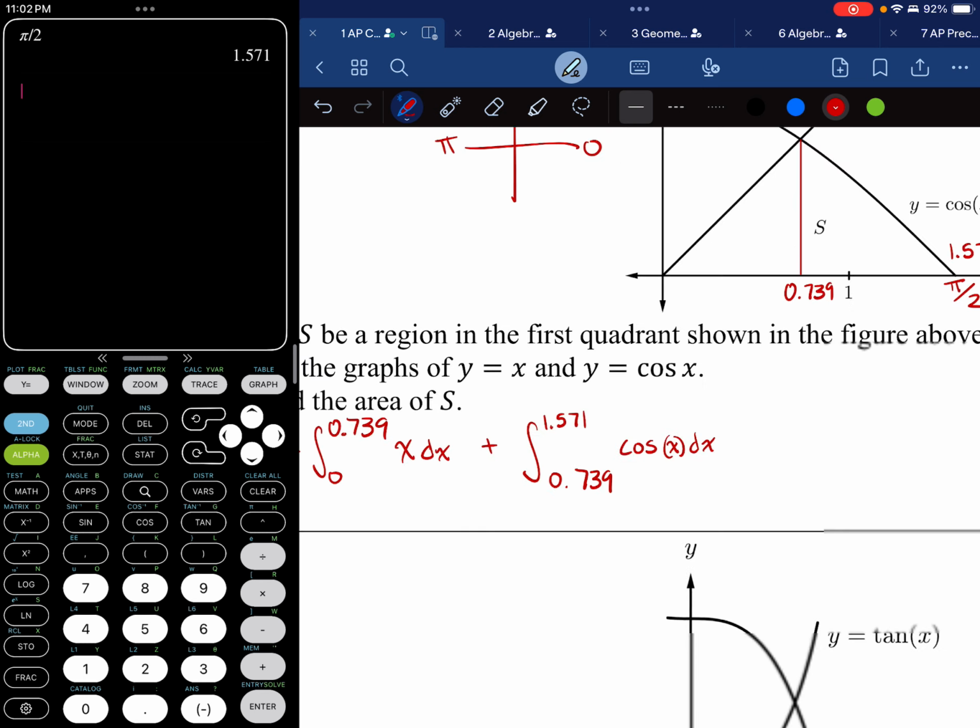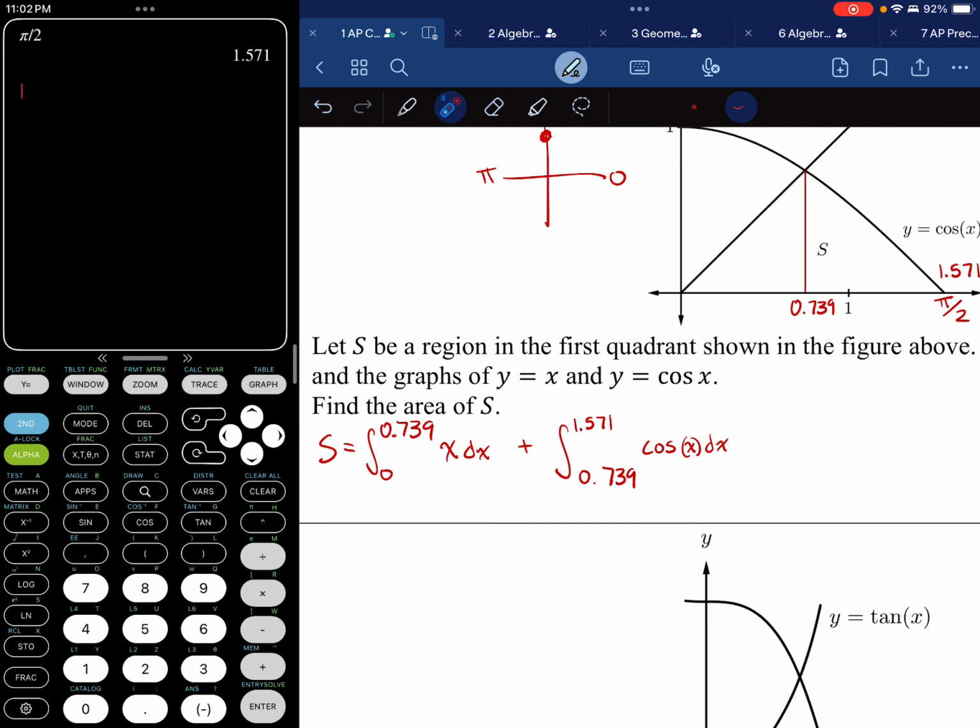And then you just got to type this all into your calculator. If you want to do it all at the same time like I do, cool. Math 9 is going to be 0 to 0.739. In my defense, typing on this digital keyboard with no tactile feedback is a little bit hard.